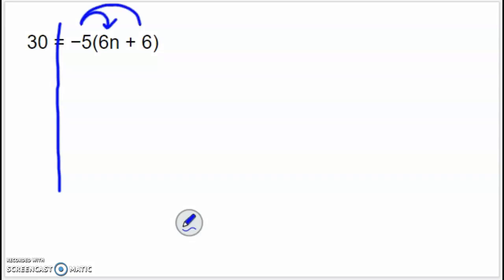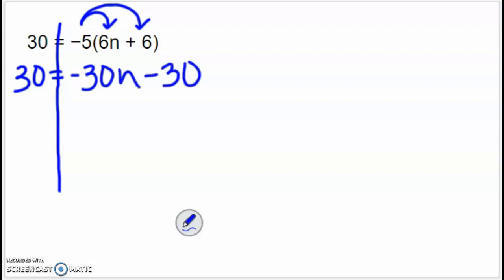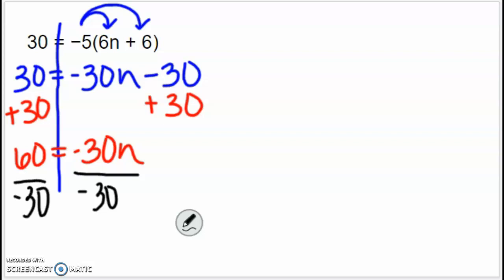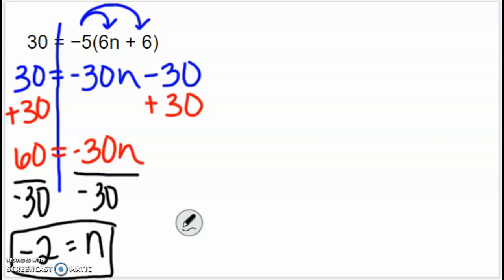I notice there's distributive property first. So I'm going to distribute that negative 5. So I get 30 equals negative 30n minus 30. Lots of 30s going on. I do not have any like terms, nor do I have to move any variables yet, because they're all on the same side. So it's a two-step equation from here, and I notice I can add 30. So I get 60 equals 30n. And then I'm going to divide by negative 30. Remember, when you divide a positive by a negative, you get a negative 2 for our answer.